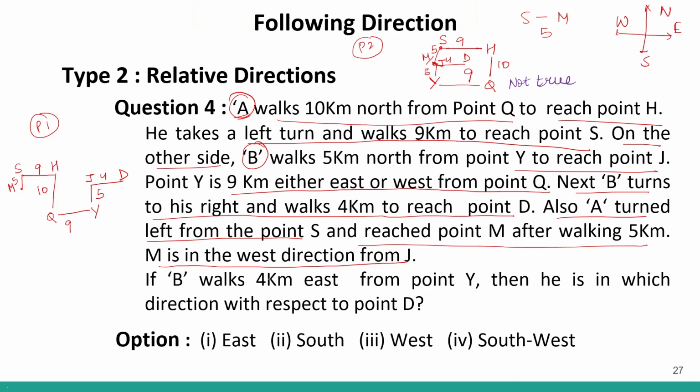Now, if B walks 4 kilometer east from point Y. So, from point Y, B is walking east. East would be in this direction. Right? And he walks for 4 kilometers. So, he reached this point. Right? Then he is in which direction with respect to point D? So, clearly, this is also 4, this is also 4. J and Y fall into a line. So, this is in the south direction. So, our answer will be option number 2, south.